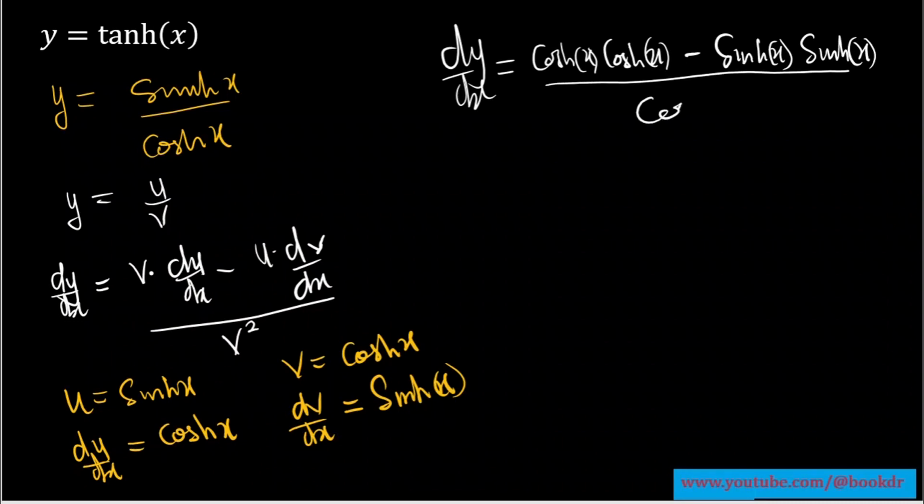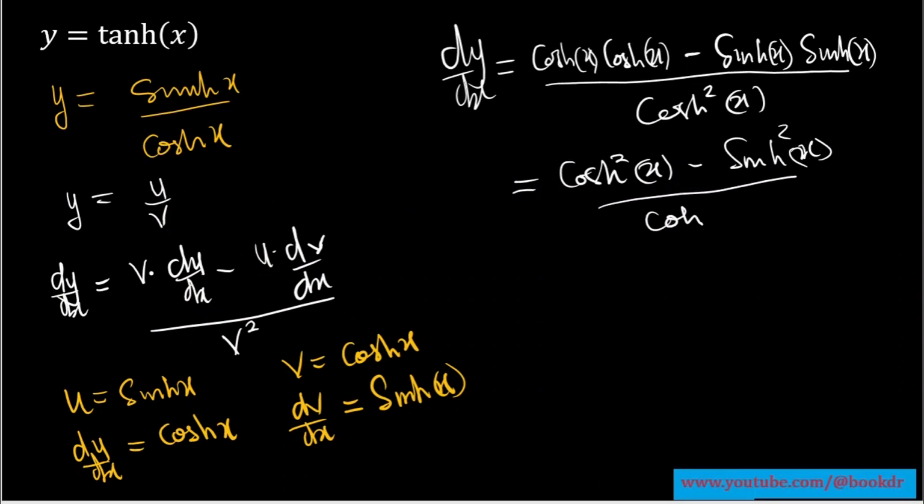So that will give us cosh square x. Then we simplify the numerator. That will give us cosh square x minus sinh square x all over cosh square x. The numerator is an identity, and we have already worked on the identities in my previous videos. So if you have not watched those videos, you can scroll up and look for those videos.